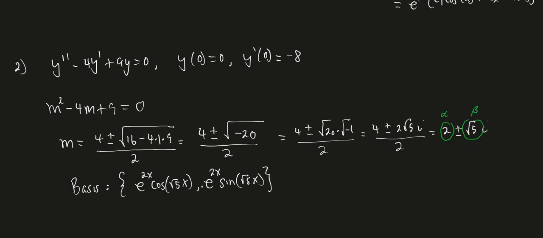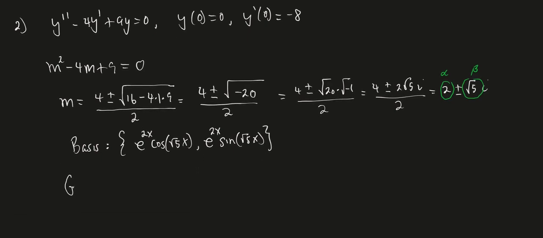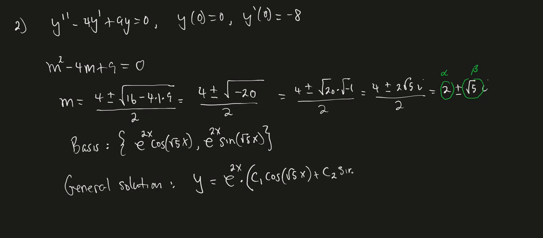Now, once we have our two linearly independent functions, then we can write down the general solution. So our general solution is any function of this form. So what I'm going to do is I'll factor out the e right away. So I'll have e to the 2x, and then in parentheses I'm going to have c1 times the cosine of root 5 times x plus c2 times the sine of root 5 times x. All right, there we go.